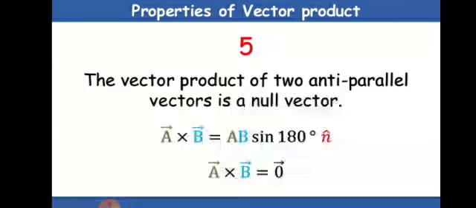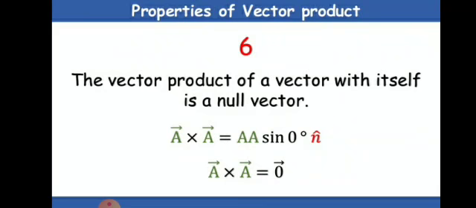The vector product of two anti-parallel vectors is also a null vector. If the two vectors are anti-parallel, that means theta is equal to 180 degrees, sin 180 value is 0. So vector A cross B vector is equal to AB sin 180 degree, that into n cap. So it becomes 0 vector.